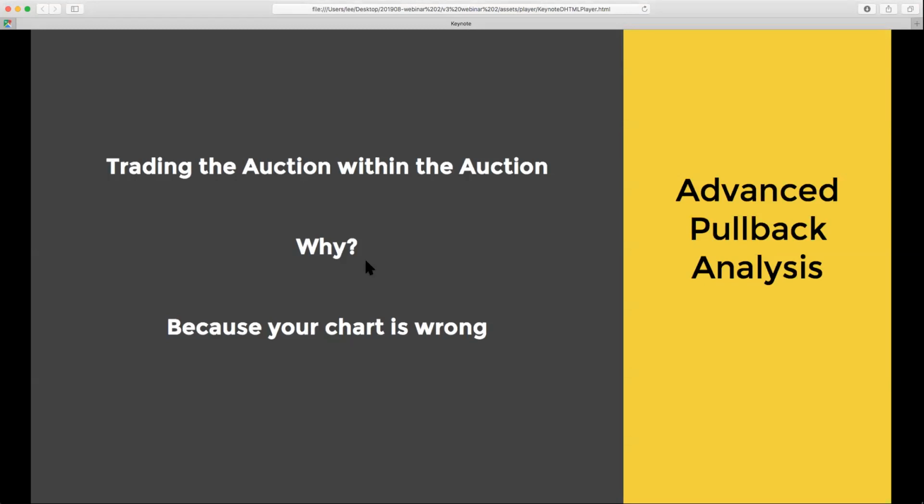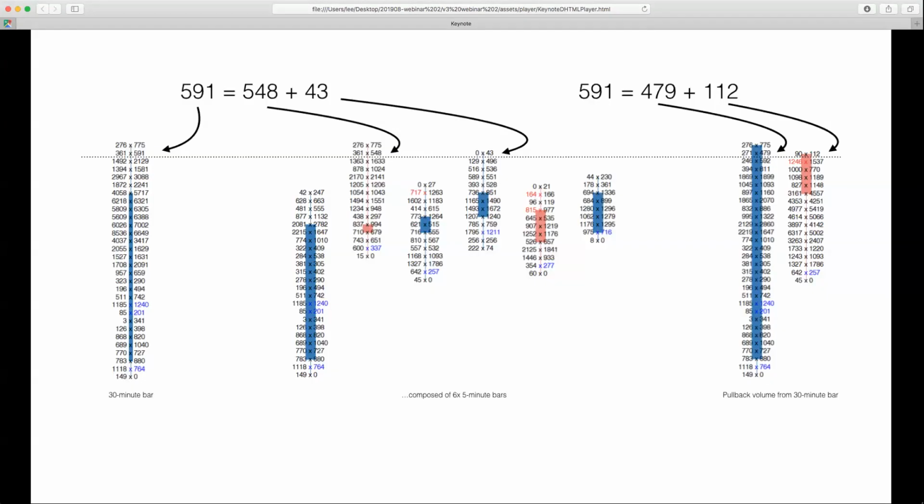So advanced pullback analysis helps us see this more easily. This is an example from our website, which starts to explain the principle behind this. If we think about a 30-minute candle, inside this 30-minute candle are 6 5-minute candles, or 3 1-minute candles, or some number of 8-tick reversals, or some number of 10 range candles. This is arbitrary. The volume within here, we can sum horizontally. So this 591 volume that lifted the offer, as we traded on these 5-minute candles, is 548 plus 43 equals 591.